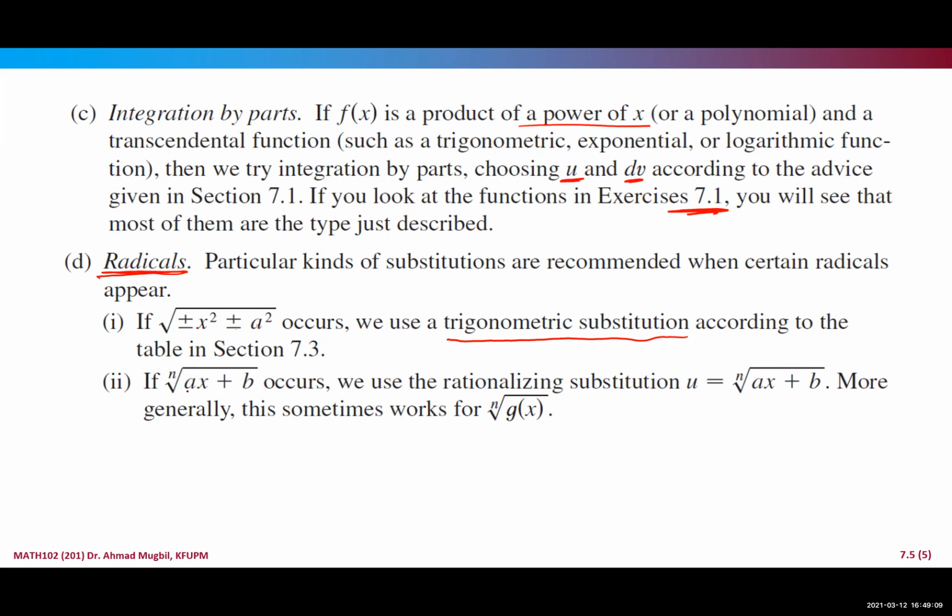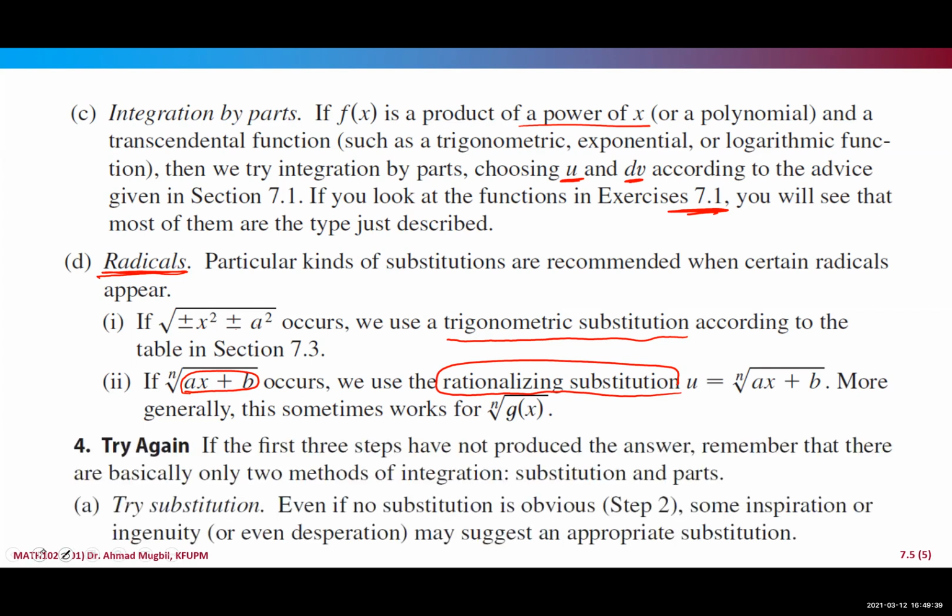Another type of radical you may have is when the radicand is linear, not a radical of a quadratic of this type. When you have a linear expression to the power n, it could be a square root, cubic root, and so on. The rationalizing substitutions that we learned in 7.4 work here. Just put u equals the radical, and this will rationalize it and convert it to a rational function. If the previous three steps don't work, try again. Try to think in a different way now.